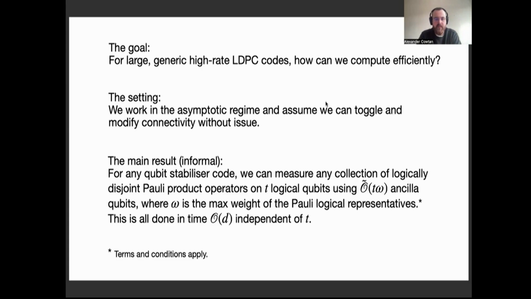So unpacking this a little bit, this kind of requires choosing a logical basis for the code, and so the max weight of the representatives will be something which is determined by that choice of basis. And so also is the nature of what it means to be logically disjoint. And this set of measurements that you're doing is all done in time O of d, where d is the distance of the code, which is independent of the number of qubits that you're measuring at the same time, and so it is genuinely parallel.